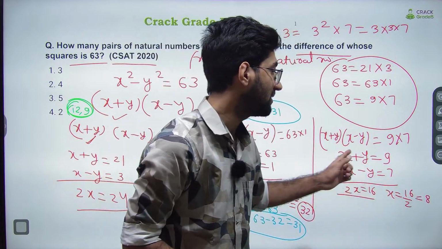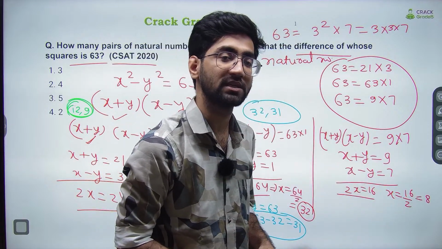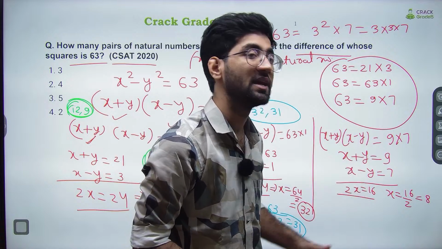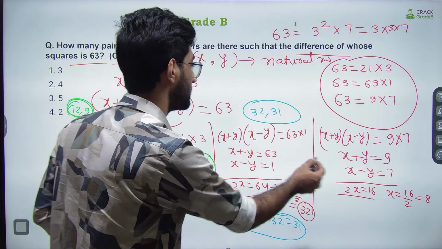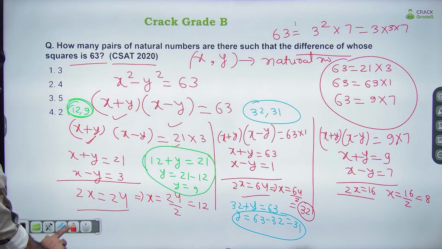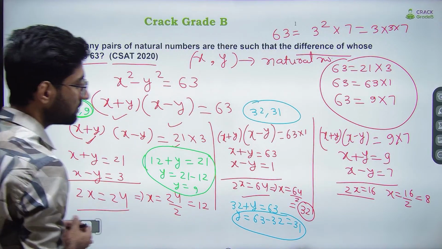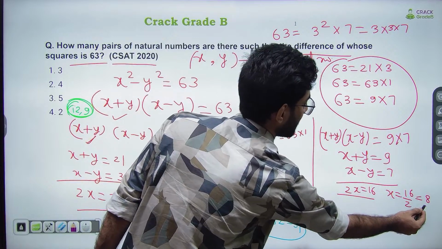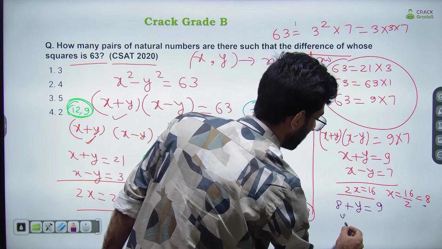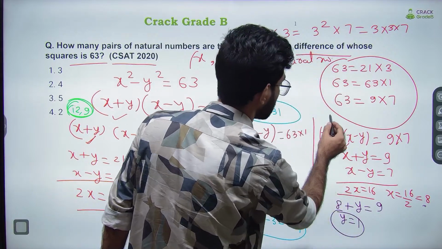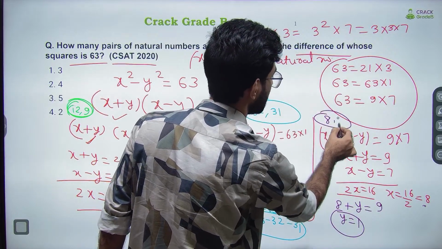If you put the value of 8 in any one of these equations, you will find the value of y. So let us put the value of x equal to 8 in the equation x plus y equal to 9. So if we put x equal to 8 in x plus y equal to 9, 8 plus y equal to 9, so y equal to 1. So again one pair is 8 and 1.